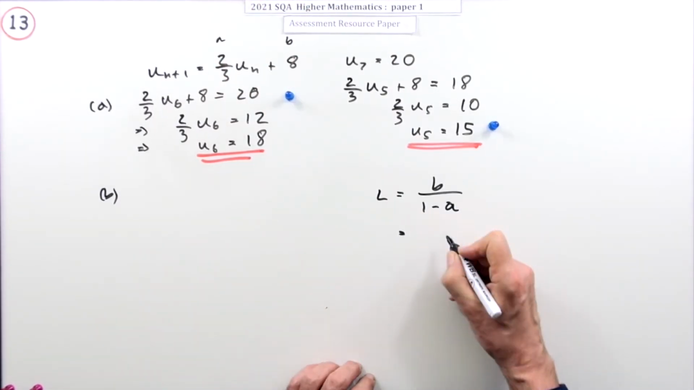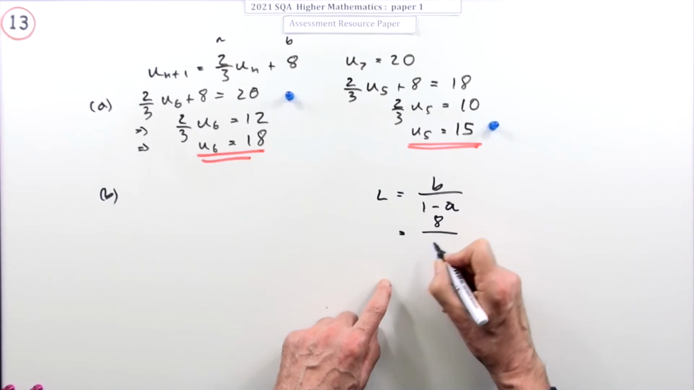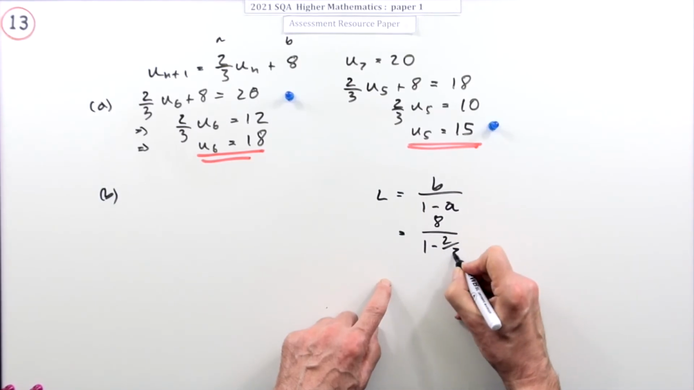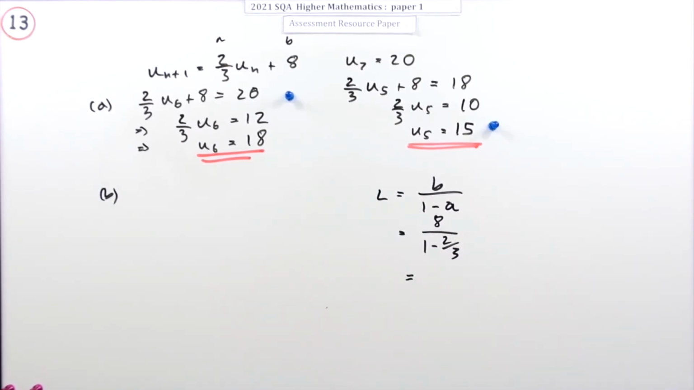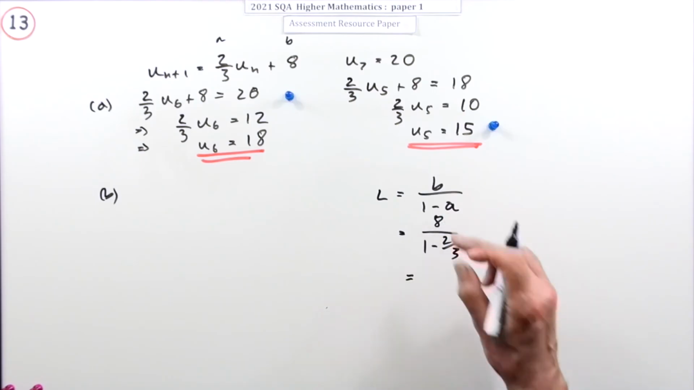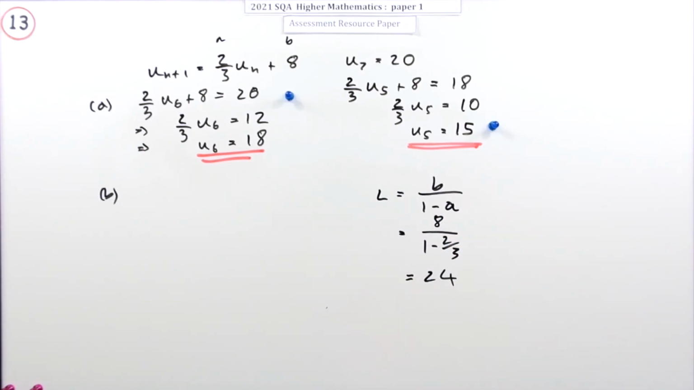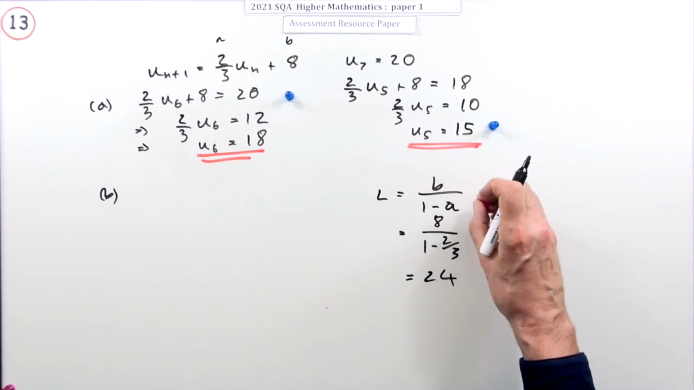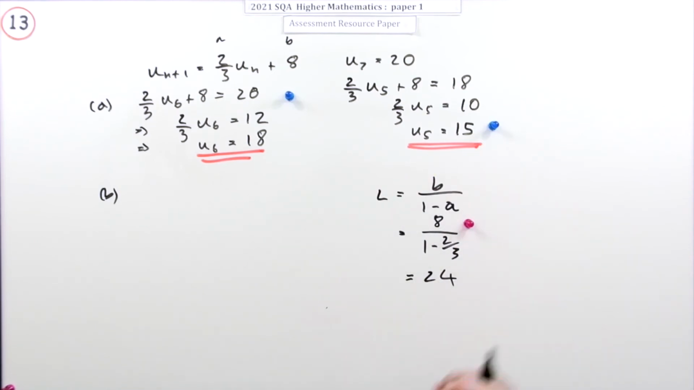So you could do that. You could say, well, that's going to be 8 over 1 minus 2/3. And then calculate that. So you could say 1 minus 2/3 is a third. And then instead of dividing by a third, multiply by 3. So 3 8s are 24. So there's your answer. So I suppose the first mark would be here for using the formula properly and then for evaluating it.